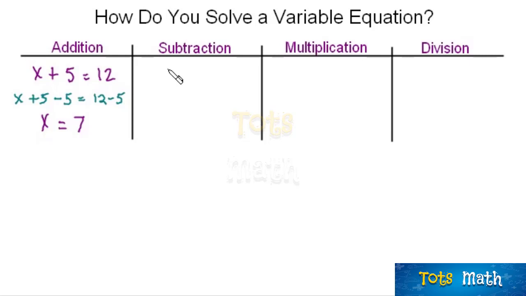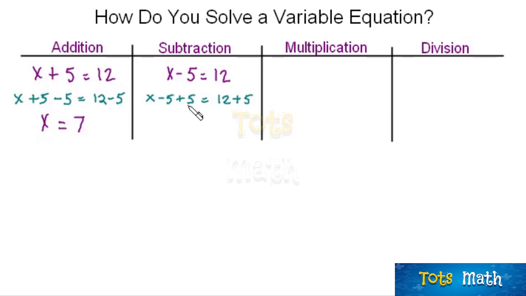This time we'll say our problem is x minus 5 equals 12. Well, this one's a little trickier to see, but if I take 5 away from a number, in order to get back to the original number, I need to add 5. So we're going to add 5 to each side of the equation. So this time we get x minus 5 plus 5 equals 12 plus 5.